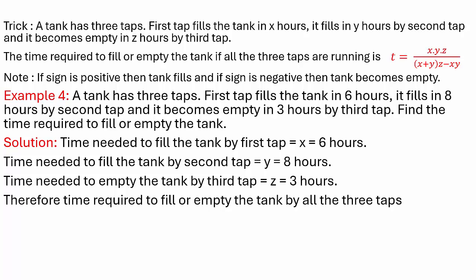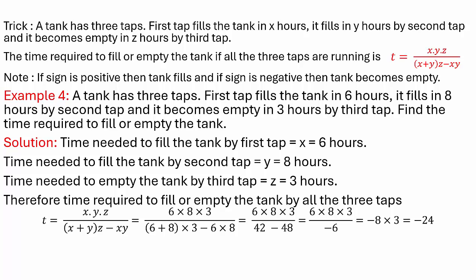And therefore, the time required to fill or empty the tank by all the 3 taps is T equal to X multiplied by Y multiplied by Z divided by X plus Y multiplied by Z minus X multiplied by Y, which is 6 multiplied by 8 multiplied by 3 divided by 6 plus 8 multiplied by 3 minus 6 multiplied by 8, which is 6 into 8 into 3 divided by 42 minus 48. That is 6 multiplied by 8 multiplied by 3 divided by minus 6, which is minus 24.